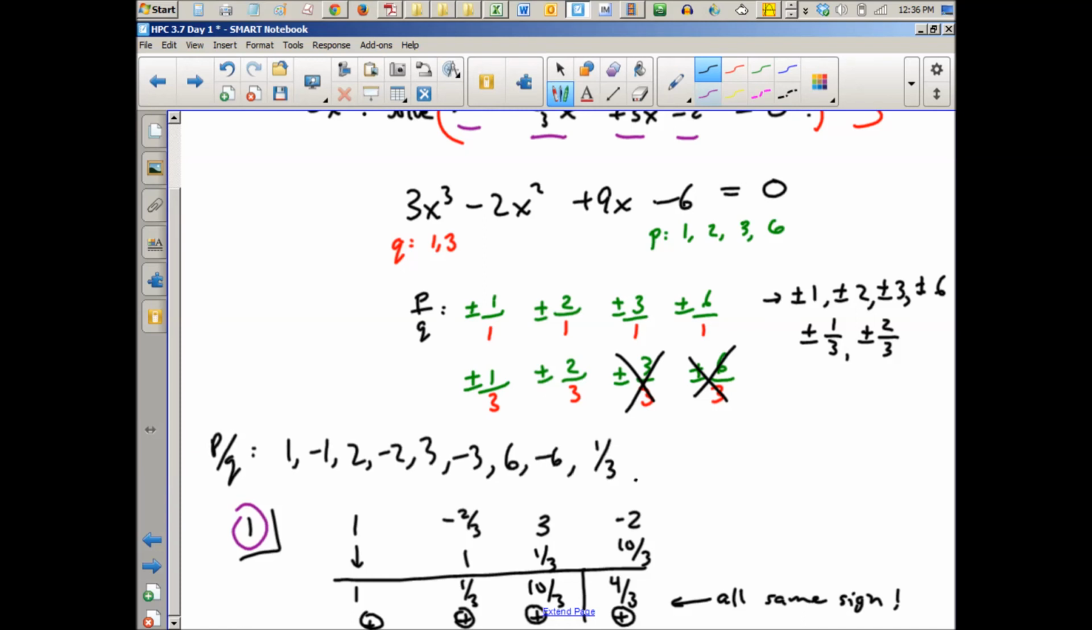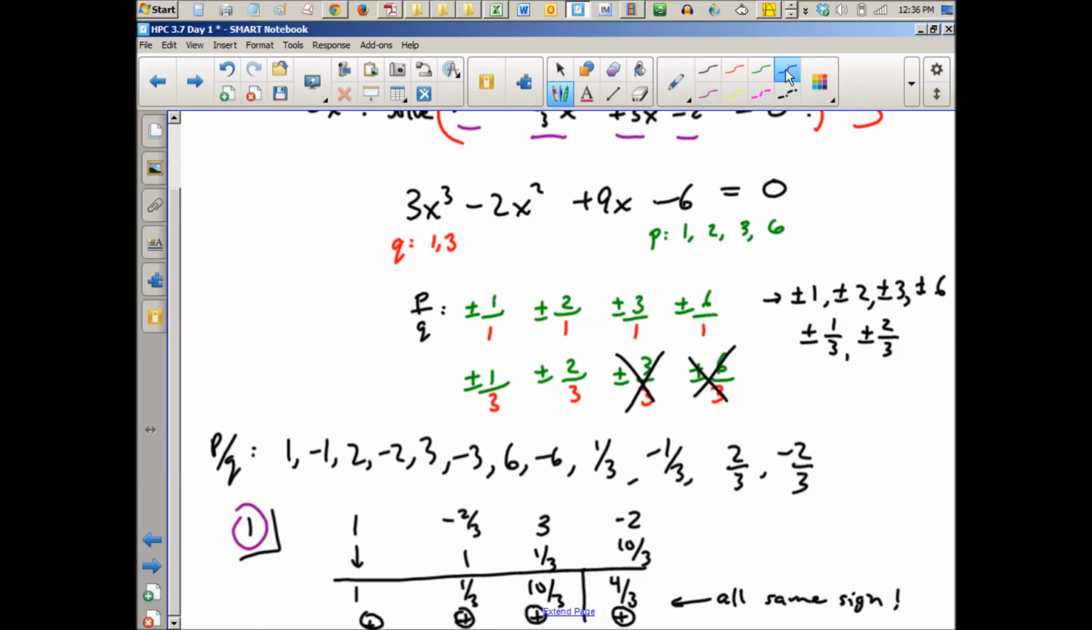And 1/3 and negative 1/3 and 2/3 and negative 2/3. These were all possible at one time. But we just tried 1, and 1 didn't work. In fact, it gave us all the same sign, quotient and remainder. The whole thing was positive.